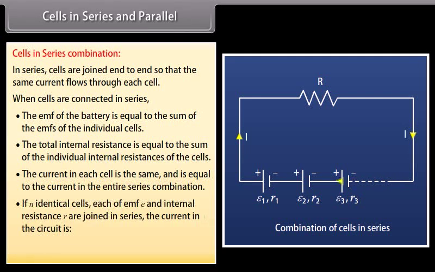If n identical cells, each of EMF E and internal resistance r, are joined in series, the current in the circuit is equal to nE divided by (R + nr).